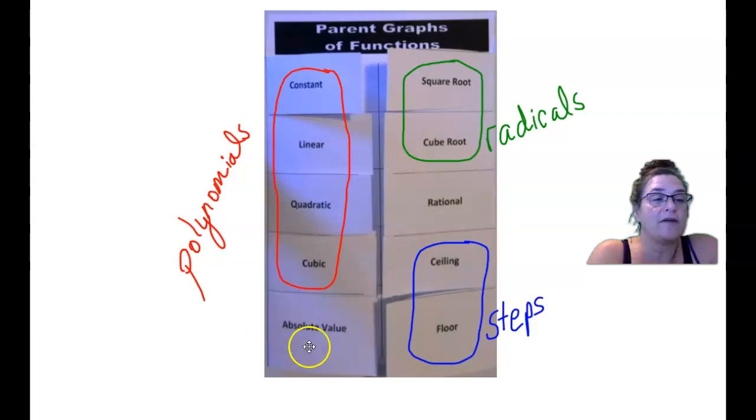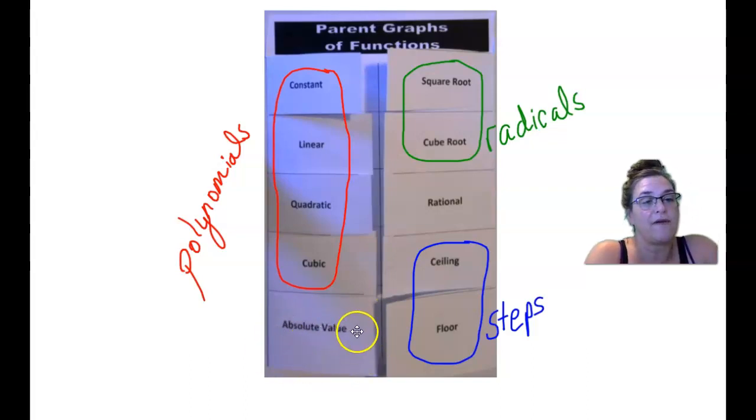Okay, absolute value is not a polynomial function. It's its own special function that takes the value of x and tells you its positive distance from 0 on the number line. So if you put in a 3, right, the positive distance between 0 and 3 is 3. If you put in a negative 3, the positive distance between negative 3 and 0 is still positive 3. So some people like to think of the absolute value as a function that makes or keeps everything positive.